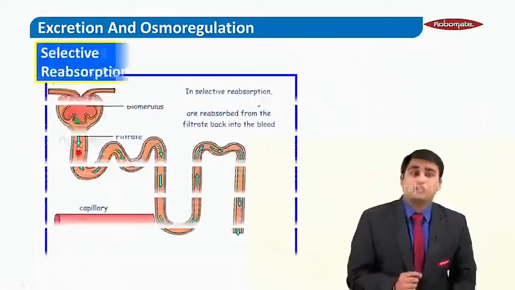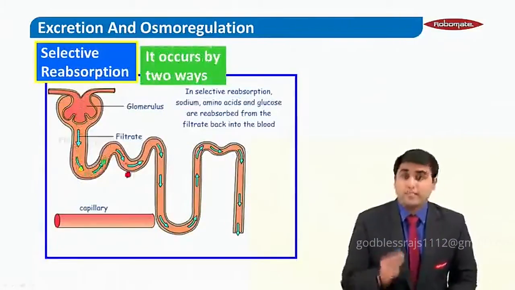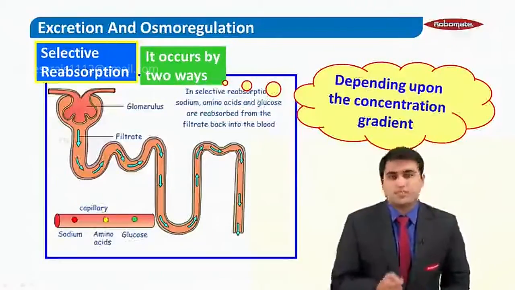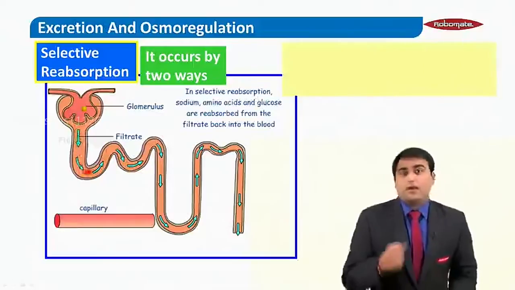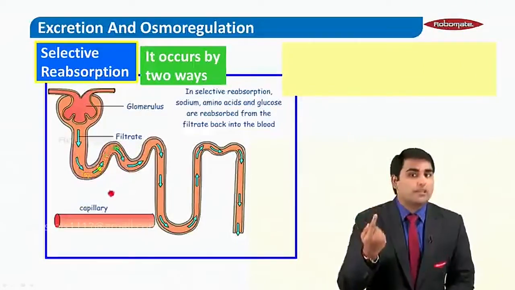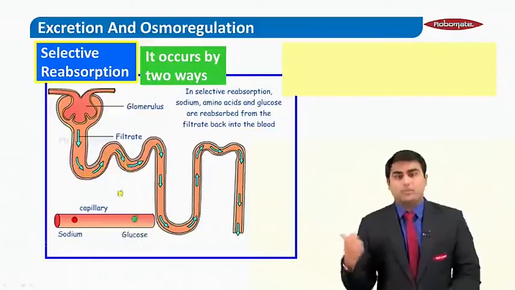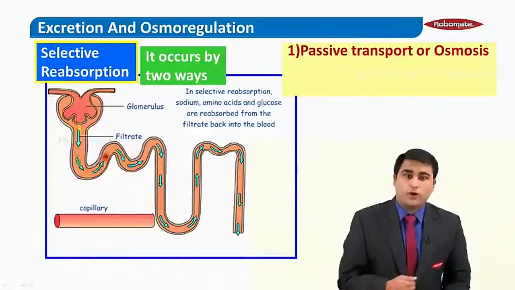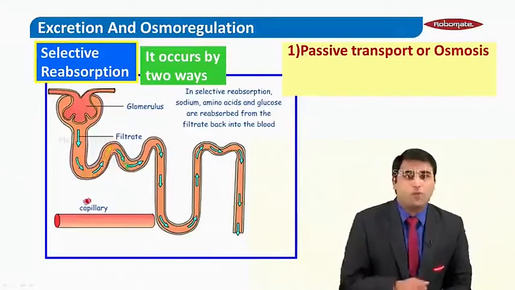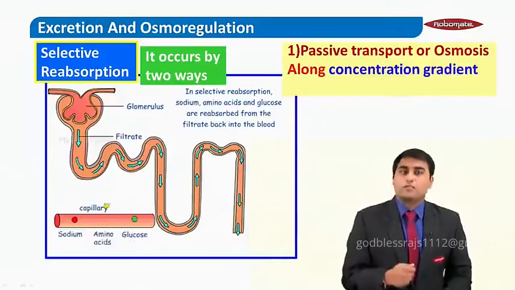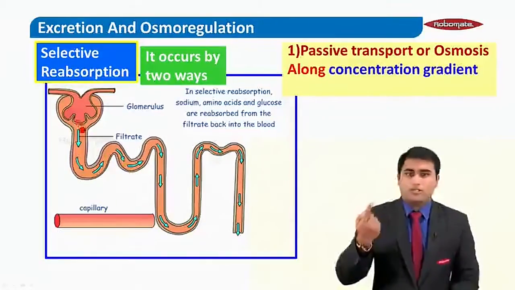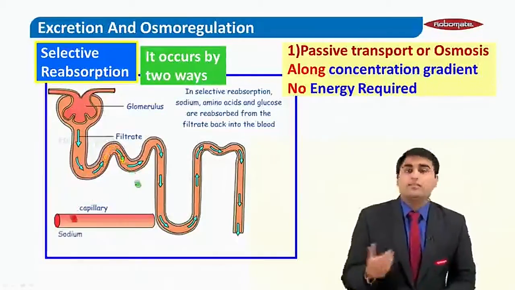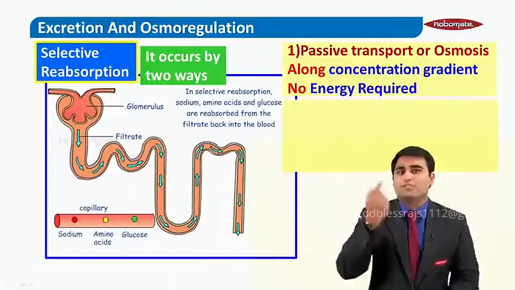Now this selective reabsorption occurs in 2 ways and it depends upon the concentration gradient of the important or the useful substances. Now if the important substances are moving from high concentration gradient to the low concentration gradient into the blood capillaries, this transport or this reabsorption is called as passive transport or osmosis if there is absorption of water. Now here the absorption is along the concentration gradient from high concentration to low concentration and where there is no requirement of any energy. The other type of selective reabsorption is called as the opposite of passive transport.